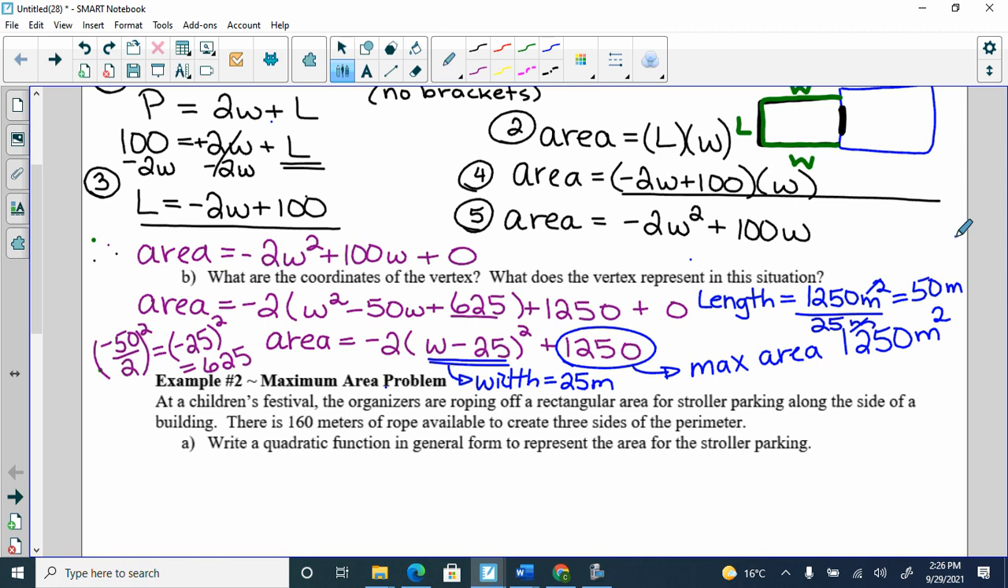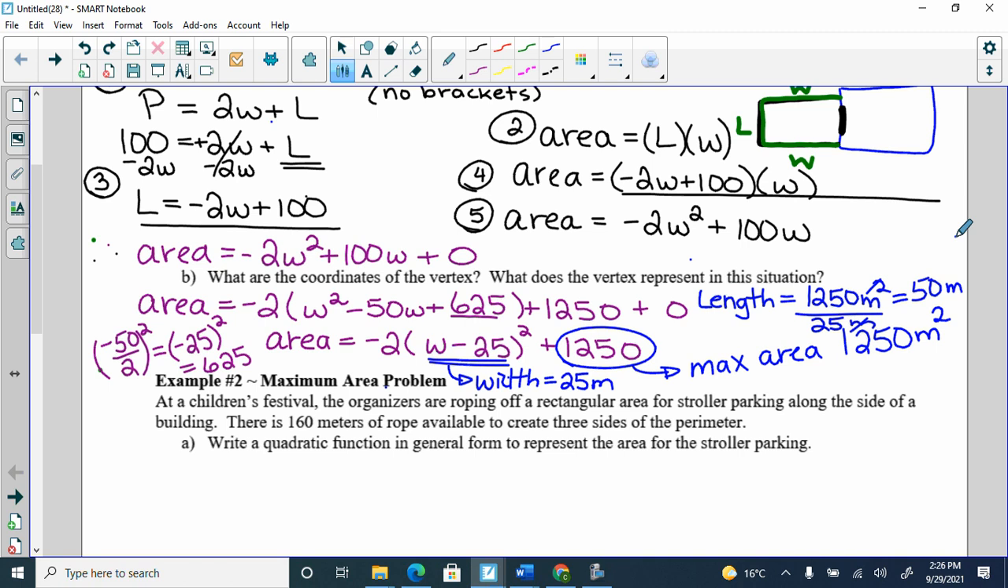So in the end, I'll either ask you for the maximum area, which you can get from the back number, or I'll ask you for the dimensions of the fence. And the dimensions of the fence would be 25 meters by 50 meters. That's the only thing I'll ever ask. So the maximum area, the back number, or the dimensions.